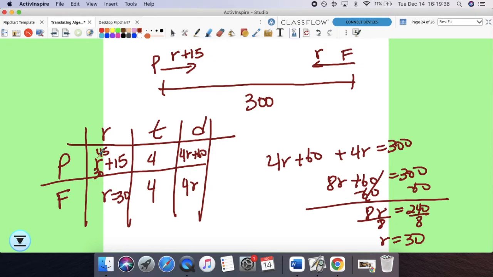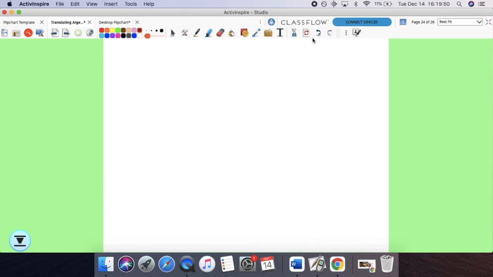Yeah, that's it. What do we want? What must be the rate of each? Well, one train was 45 and the other 30. Number 6. Again, two autos going towards each other.